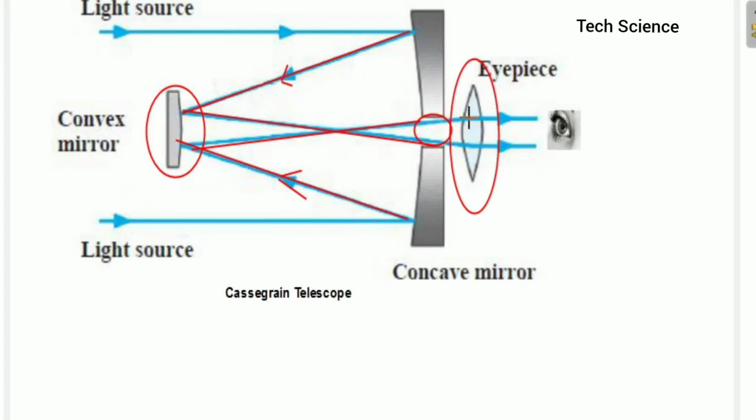And we know that when rays pass in a straight manner, parallel to the principal axis, the user situated just behind the eyepiece gets a magnified image. We can see a clear, bright and magnified image of the heavenly objects, whose light rays are coming from infinity. So this is the construction and working of the Cassegrain telescope.